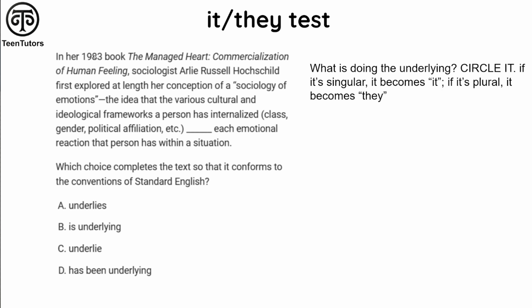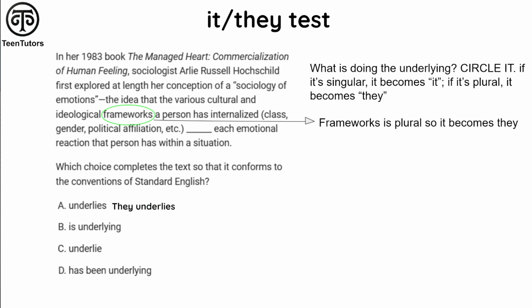So if we read this, in her 1983 book, The Managed Heart, Commercialization of Human Feeling, sociologist Arlie Russell Hochschild first explored at length her conception of a sociology of emotions, the idea that the various cultural and ideological frameworks a person has internalized, class, gender, political affiliation, etc., blank each emotional reaction that person has within a situation. So here we ask ourselves, okay, what is doing the underlying? And the answer is the frameworks. The frameworks are doing the underlying. And so the frameworks are a they, right? Frameworks is plural.